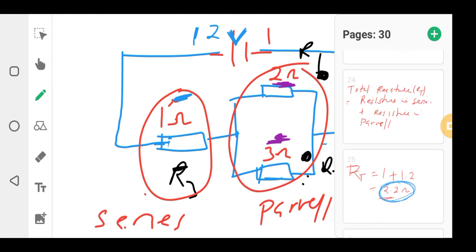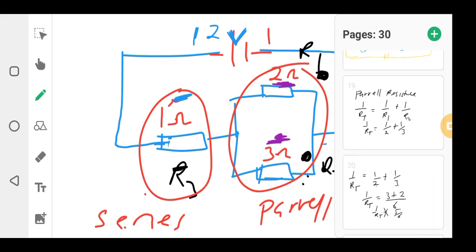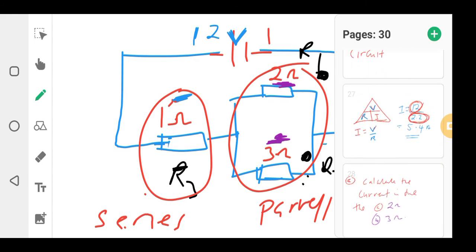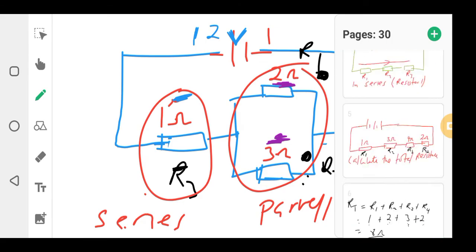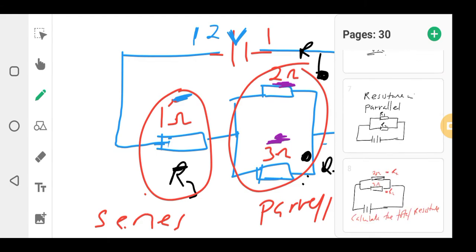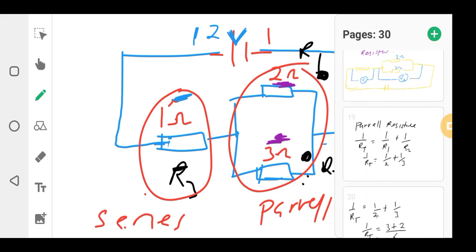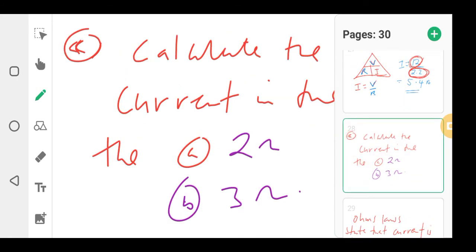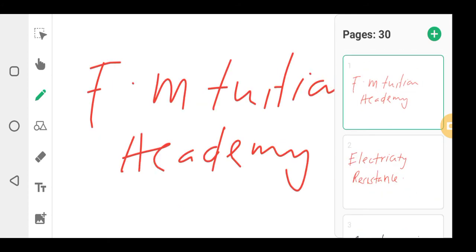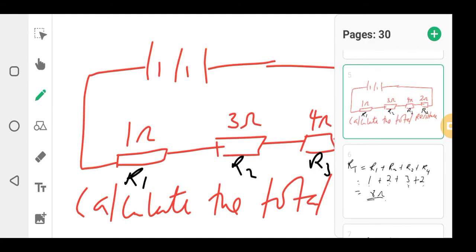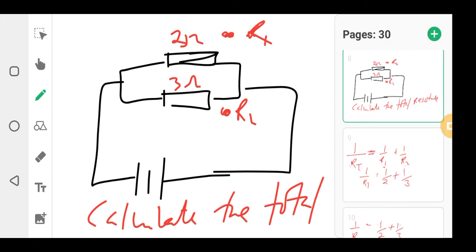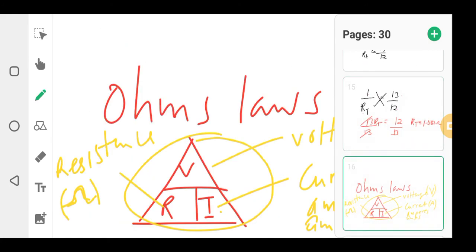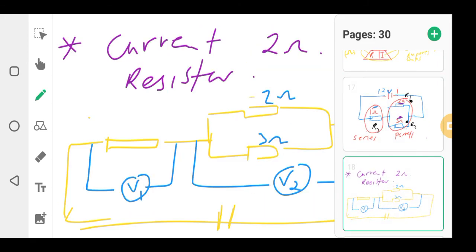Where is that calculation? I've lost the calculation. Let me see, just wait a minute. Which calculation were we doing? Those resistances. Not this one, not that one. It's this one.